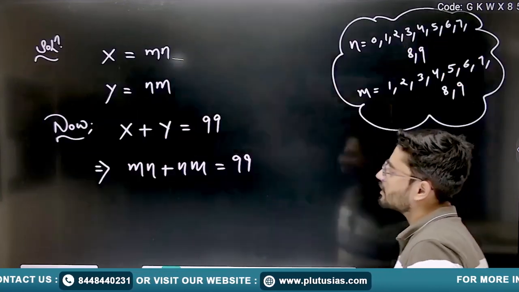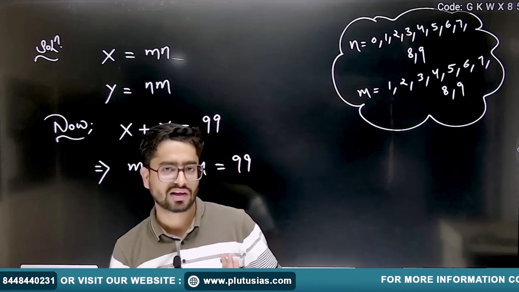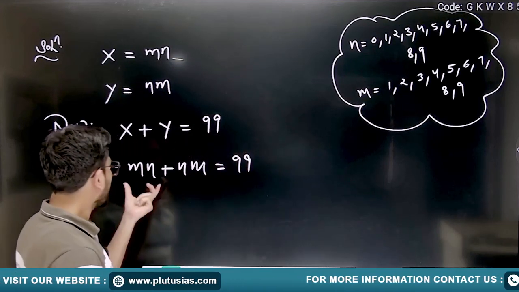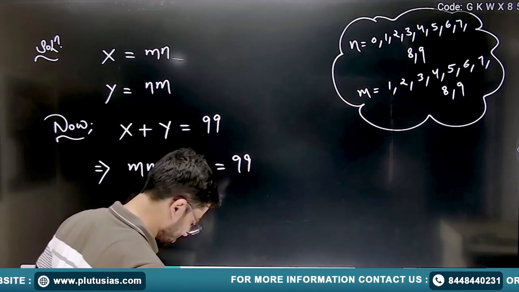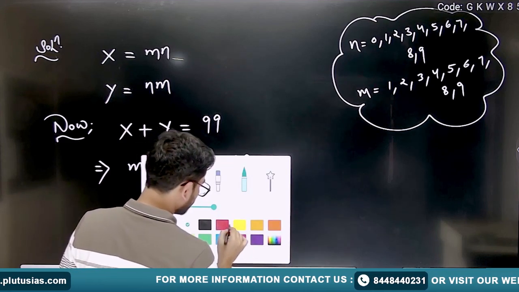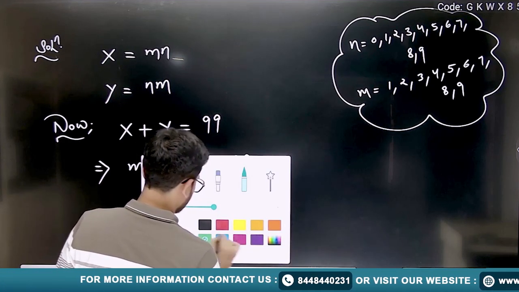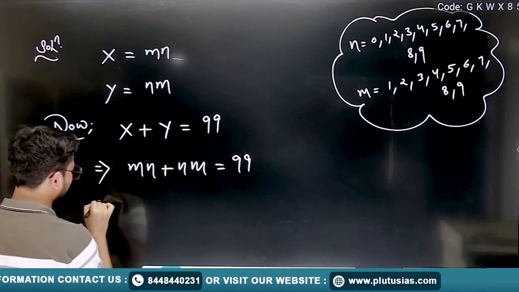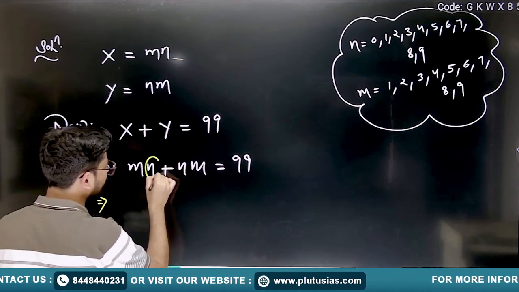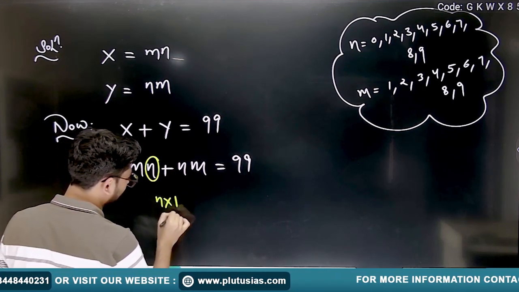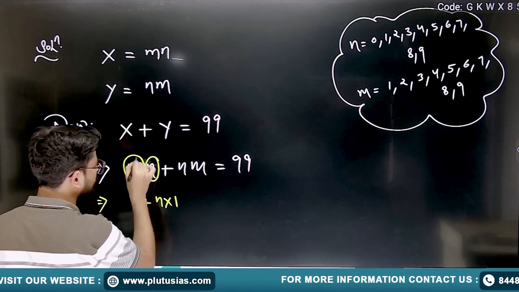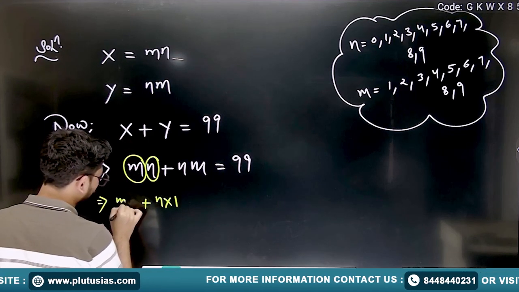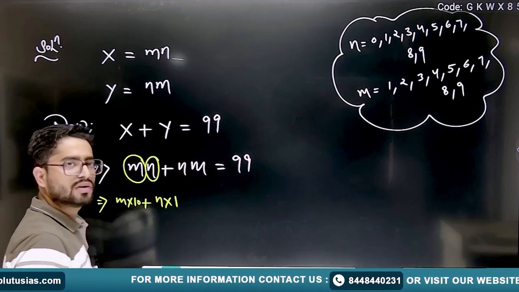ये पता करना है कि कितने numbers ऐसे हो सकते हैं, ठीक है? तो कैसे करेंगे? अब इसको expanded form में लिखो. Expanded form is what? M into N. So you can say, this is at unit place, so you can say N into 1. Plus, this is at tens place, so you can say M into 10.